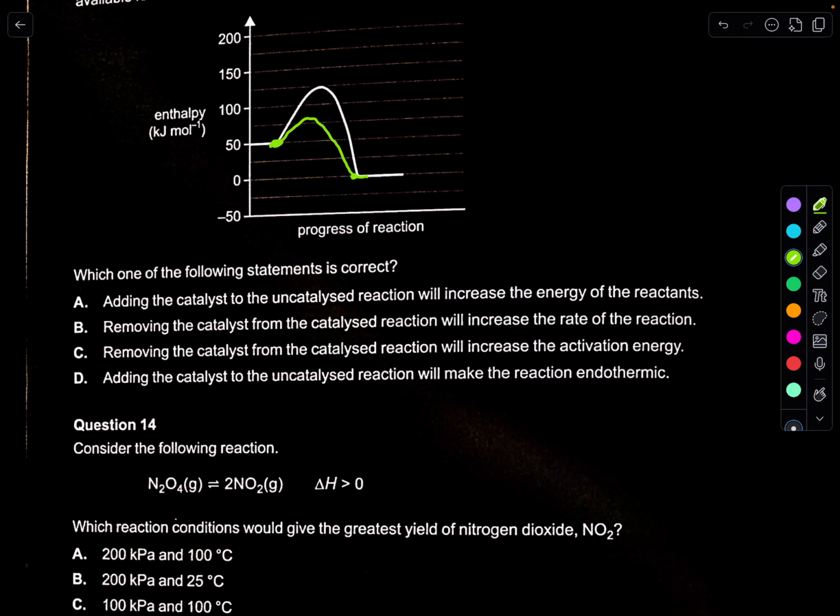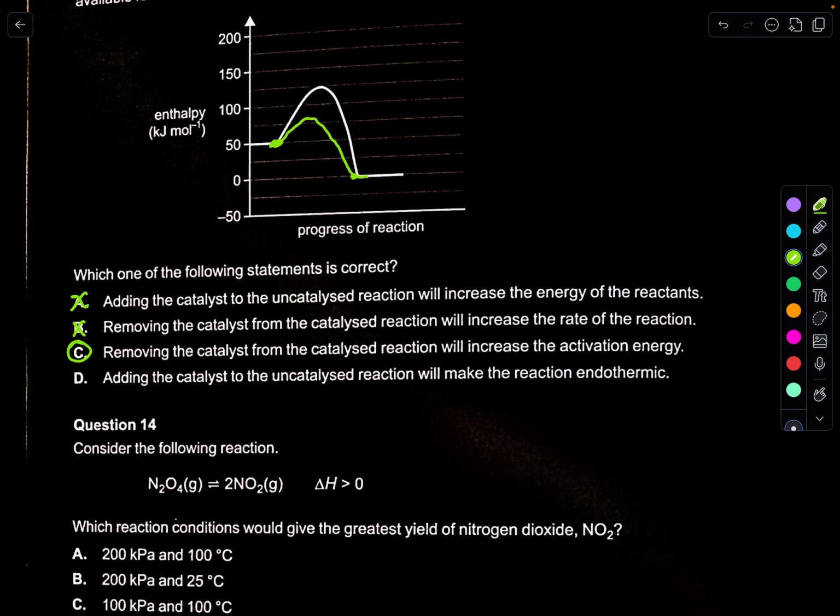Adding the catalyst to the uncatalyzed reaction will increase the energy of the reactants. Absolutely not. The energy of the reactants is the same. Nothing has changed. Removing the catalyst from the catalyzed reaction will increase the rate of reaction. What? No. If you remove the catalyst, you decrease the rate of reaction. The point of the catalyst is to increase the rate of reaction. C. Removing the catalyst from the catalyzed reaction will increase the activation energy. And that's actually true. You can see that, yeah? With the catalyst, the activation energy over here is actually small, but if you remove it, you get a higher activation energy. So C is the answer there.